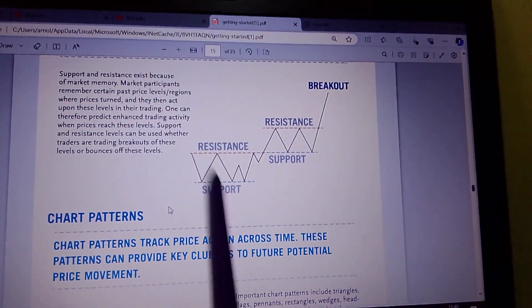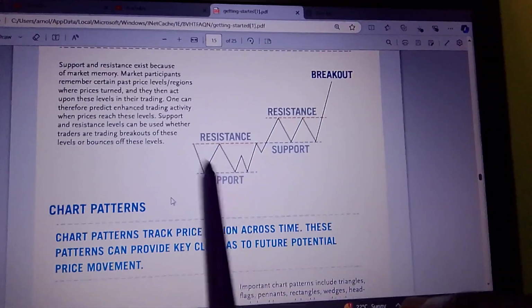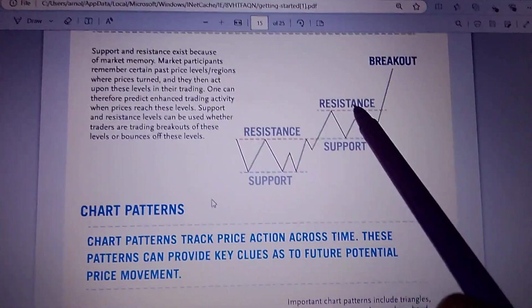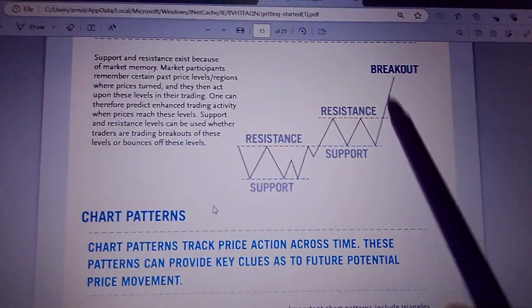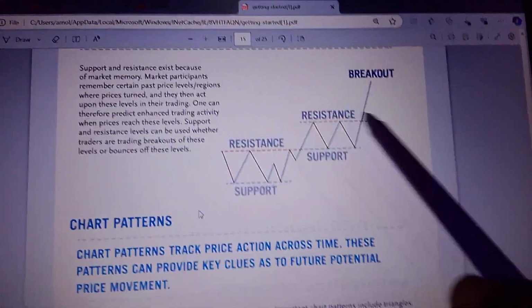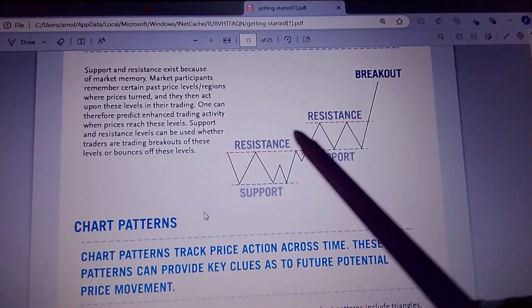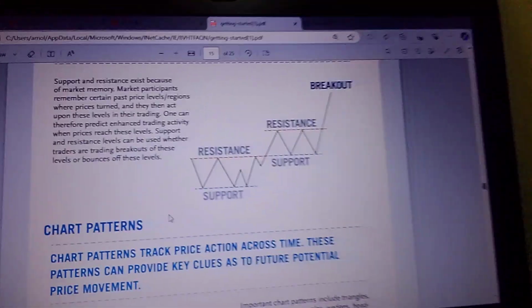By knowing where the supports and resistances are, you can know whether to buy or sell. And by knowing that also, you can know whether a currency pair has broken out of that pattern. Like this point, that's a breakout point. So it has left the trend that was happening here.